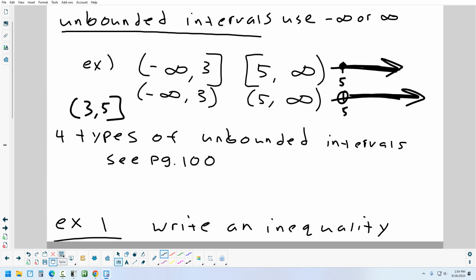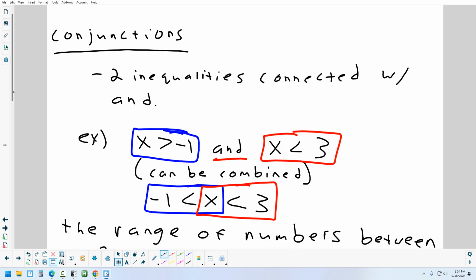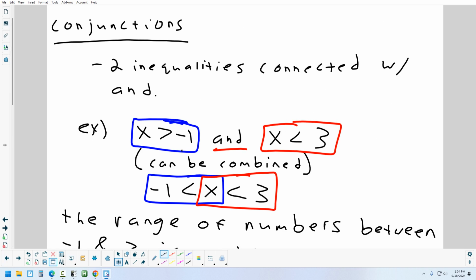So what we have to be able to do is translate between different ways of saying the same thing. This is called an interval. This is called a graph. Something like that is an inequality. It's 3 different ways of writing the same thing.